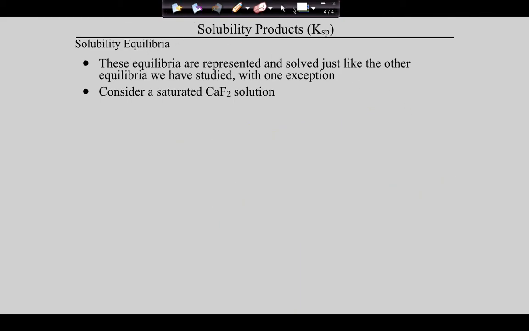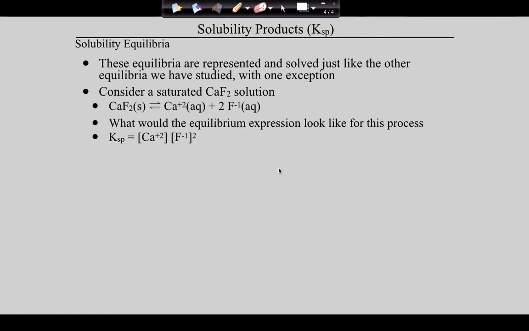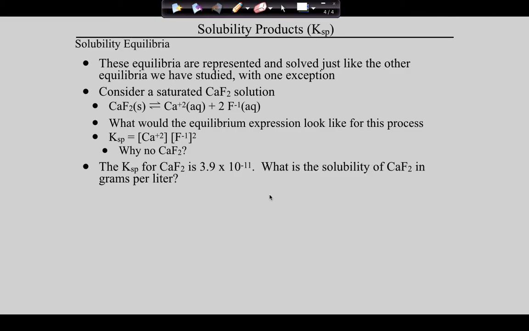Here we go. We're going to solve this together. That's everything we just did. The CaF2 is not there because it's a solid. The Ksp for calcium fluoride, check out that number: 3.9 times 10 to the negative 11th. That tells you that not much of this dissolves. The Ksp for calcium fluoride is 3.9 times 10 to the negative 11th. What is the solubility of calcium fluoride in grams per liter? How many grams of calcium fluoride can you get to dissolve in a liter of water?